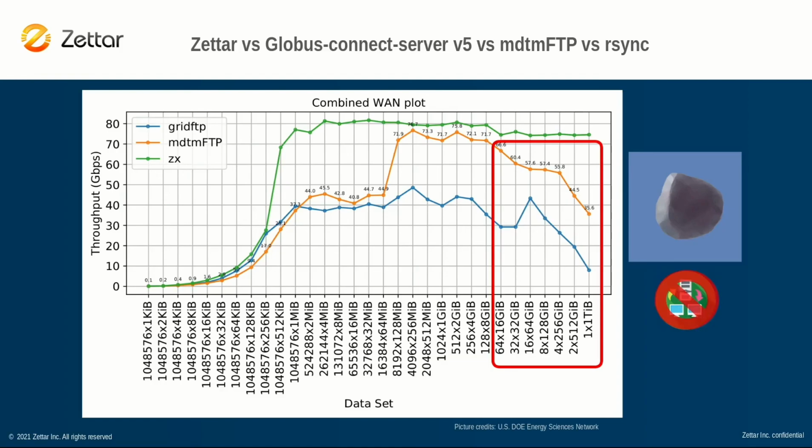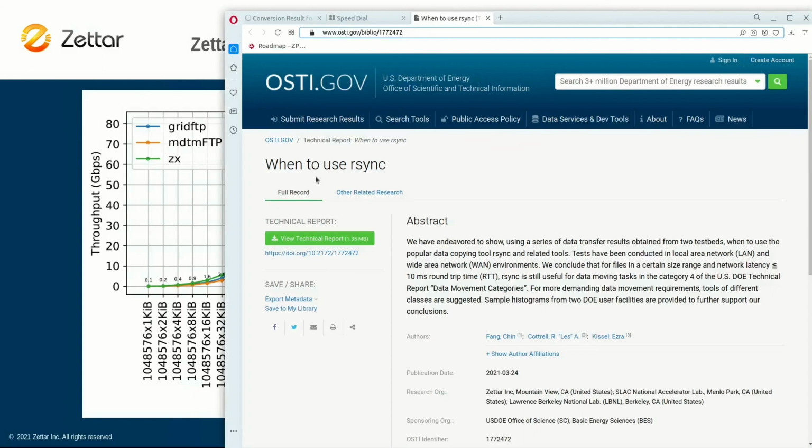By the way, some may ask, how about rsync? I can aggregate many rsync instances and move around 100 terabytes per day. Sorry, sir, 100 terabytes equals 0.1 petabytes. These days, the migration between two high-performance file systems often involves tens or hundreds of petabytes. Unless you don't care about migration efficiency and simplicity, 0.1 petabyte per day is not gonna cut it. I invite you to review this DOE technical report, When to use rsync, for a definitive answer.